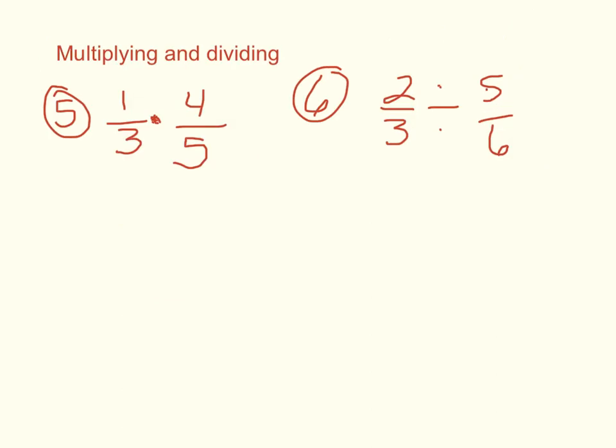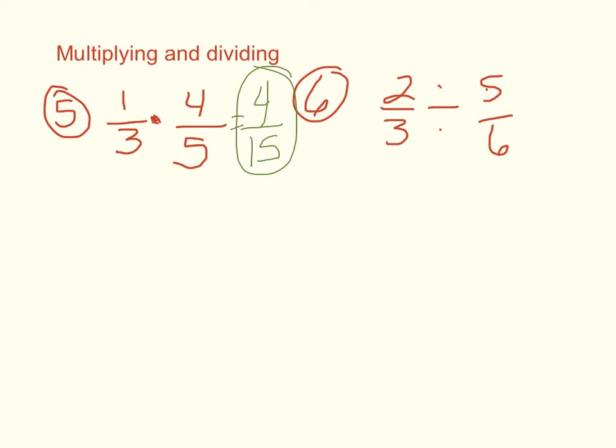All right, multiplying and dividing. When you're multiplying, you just need to multiply straight across. So I'm going to take 1 times 4, and I get 4. And then 3 times 5, and I get 15. Just make sure it's in simplest form. You're good to go. Another thing you can look for, in this case it didn't happen, is to see if you can cross cancel. Like, is there something the 1 and the 5 will go into?